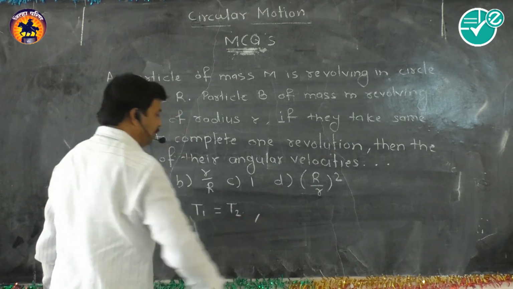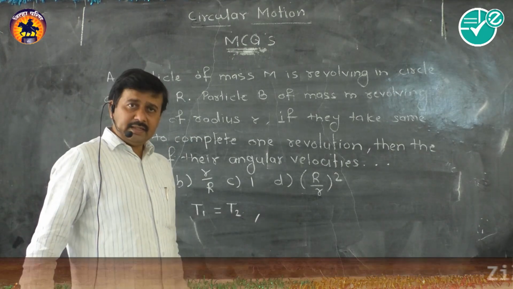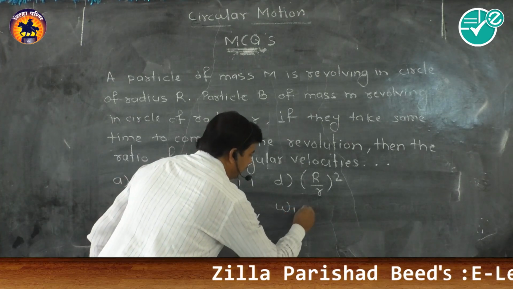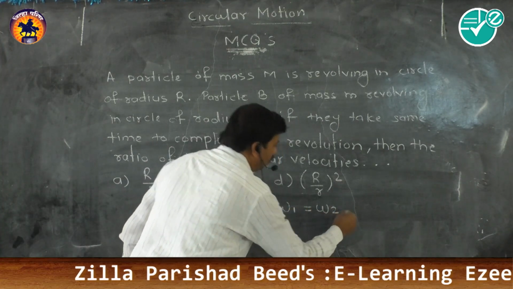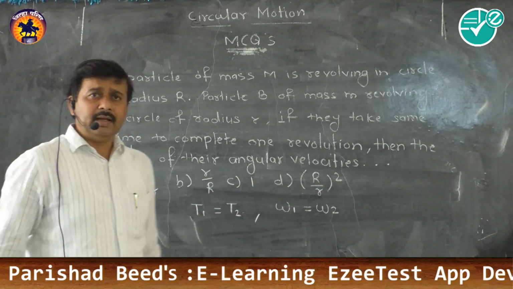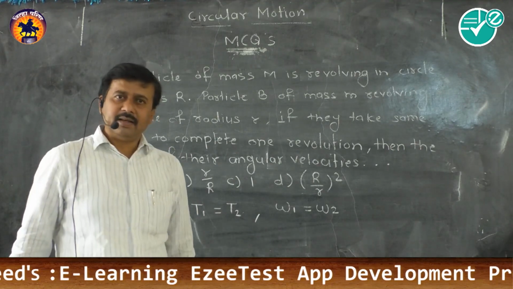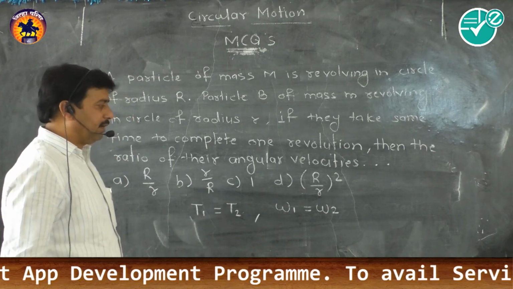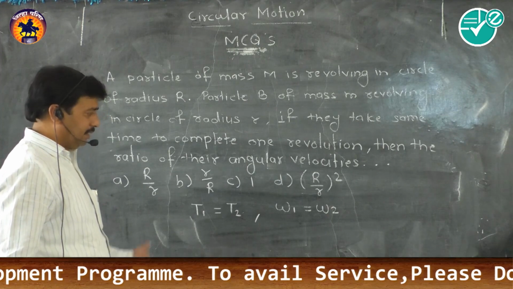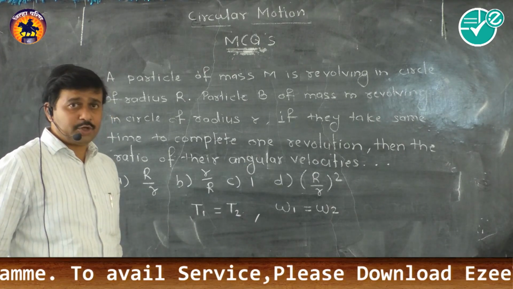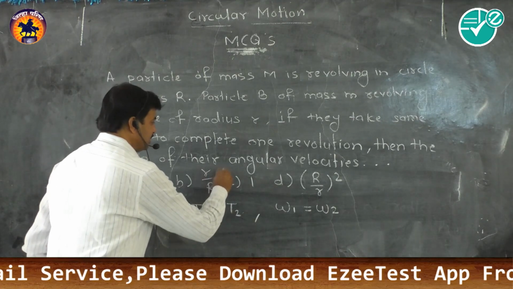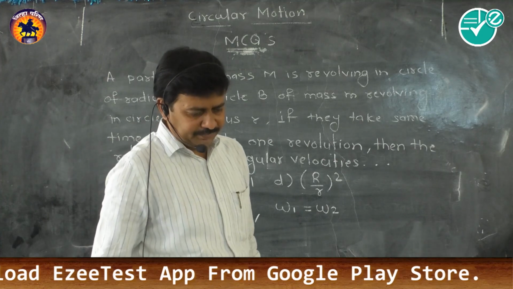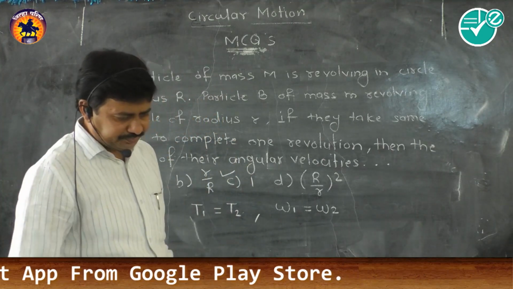As the periodic time of the particles that are executing the circular motion is similar, then their angular velocities will be similar, that is omega 1 will be equal to omega 2, if omega 1 is the angular velocity for the first particle, that is particle A, and omega 2 is the angular velocity of particle B. So their ratio will be equal to 1. So option C is the correct one and the answer is 1, that is 1:1, that will be the ratio.